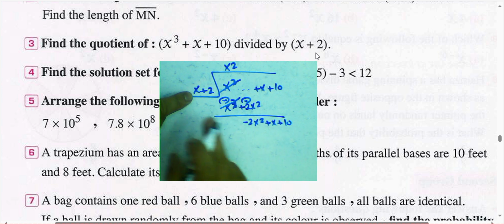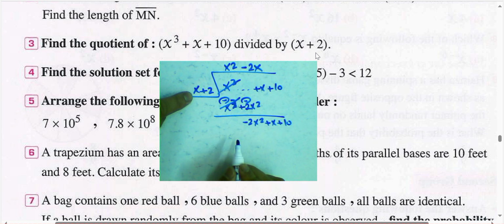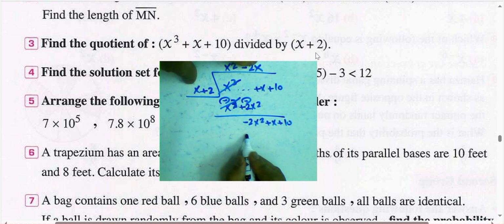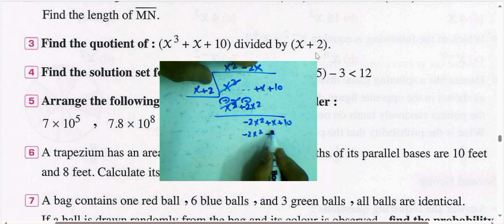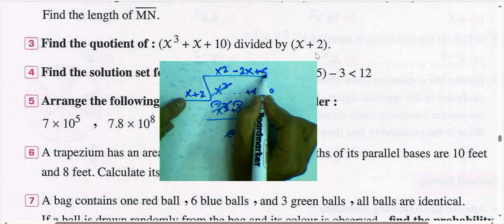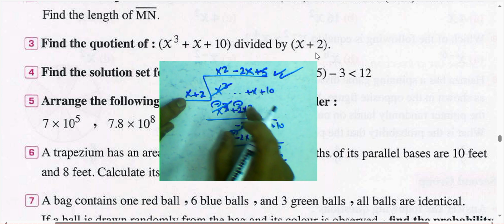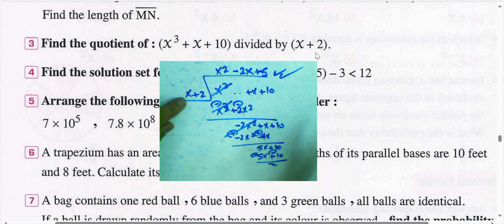Negative 2x power 2 divided by x equal negative 2x. And then negative 2x times x equal negative 2x power 2. Negative 2x times 2 equal negative 4x. And then find the difference between them: x plus 4x equal 5x plus 10. 5x divided by x equal 5. 5 times x is 5x, 5 times 2 equal 10, and then find the difference. Then the quotient will be x power 2 minus 2x plus 5.